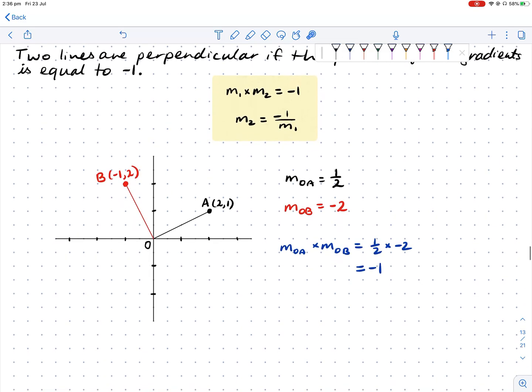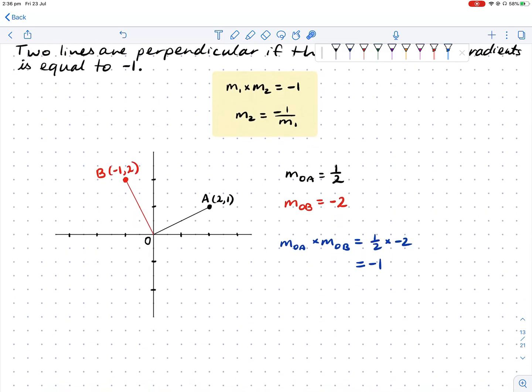Now we can look at this on a practical level. If I look at this diagram here, I've got the line OA, and we know that this point there is (2, 1). Now if I know that this is a right angle, it's going to move such that we've got a -1 along the horizontal and 2 along the vertical. That's going to give us a pair of perpendicular sides.